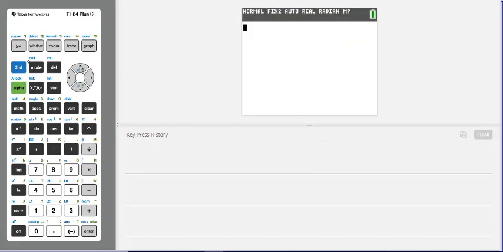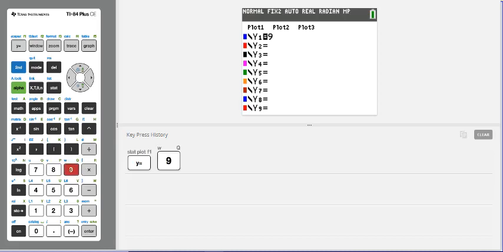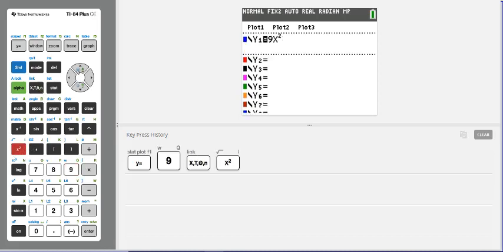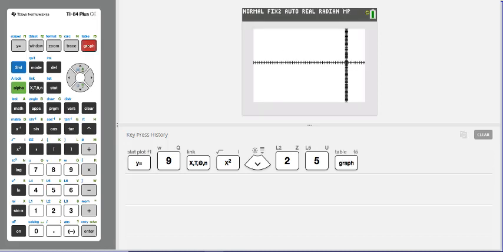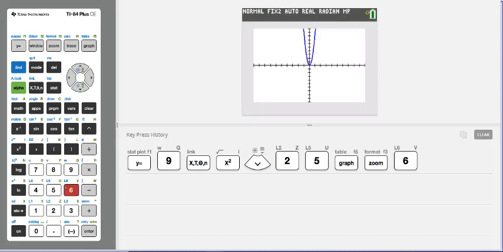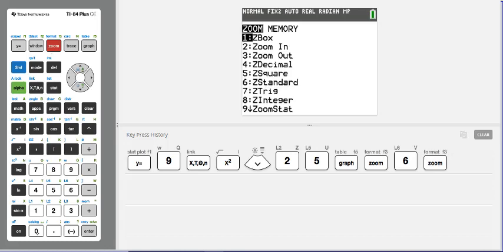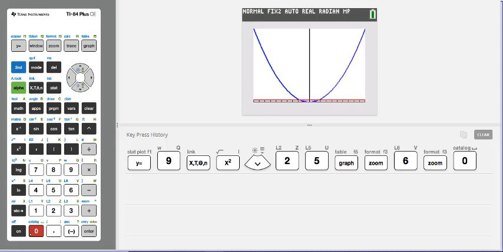So we're going to go to y equals. We're going to hit 9x squared, and then we're going to hit 25 in y2. We're going to put the left side in y1 and the right side in y2. Now, we're just going to hit graph. I don't know what my limits are, so I'm just going to hit zoom 6, so it's going to put a nice standard window. And then I'm going to hit zoom fit, because I want it to kind of hit down here.